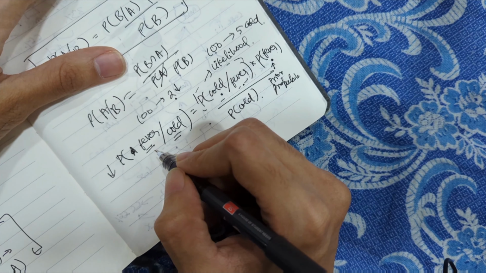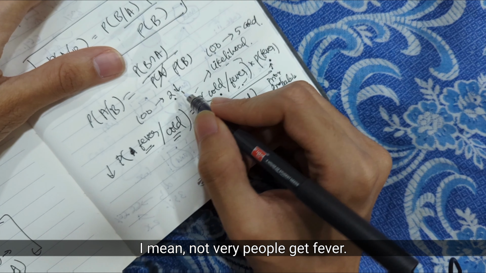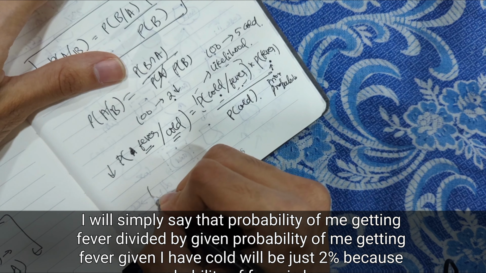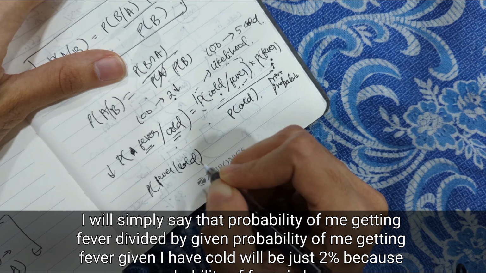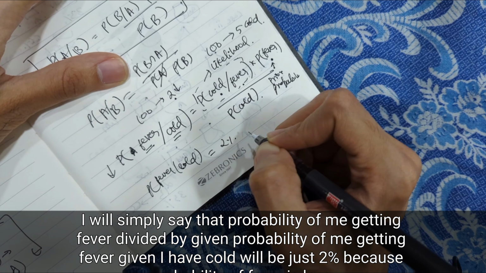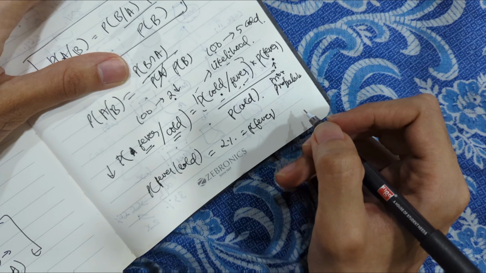Let's say you don't know probability, how will you calculate the probability of getting fever? Well, you will say that in my town, the percentage is very less. I mean, not many people get fever. So I will simply say that the probability of me getting fever given I have cold will be just 2% because the probability of fever is less.